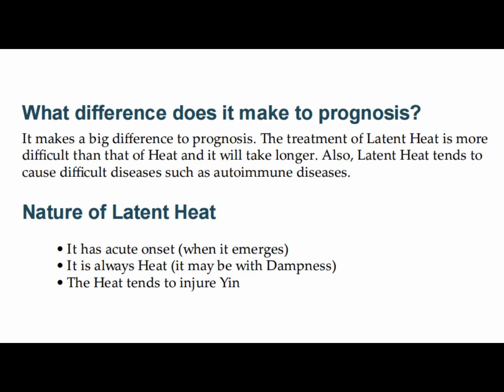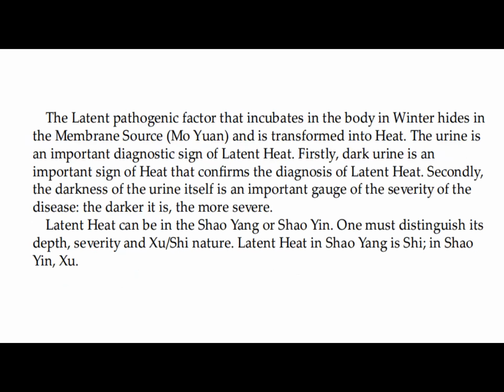Nature of latent heat. It has acute onset when it emerges. It is always heat. It may be with dampness. The heat tends to injure yin. The latent pathogenic factor that incubates in the body in winter hides in the membrane source, mohyuan, and is transformed into heat. The urine is an important diagnostic sign of latent heat.